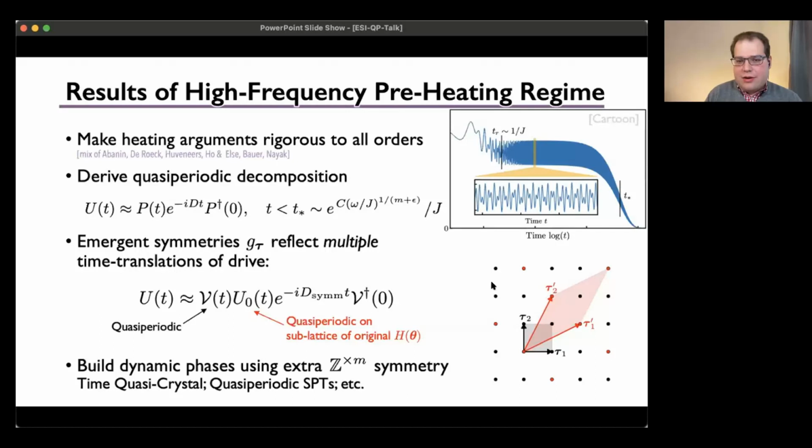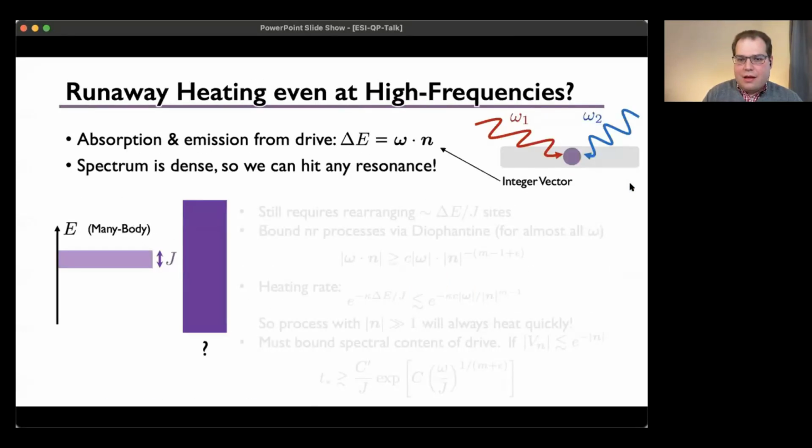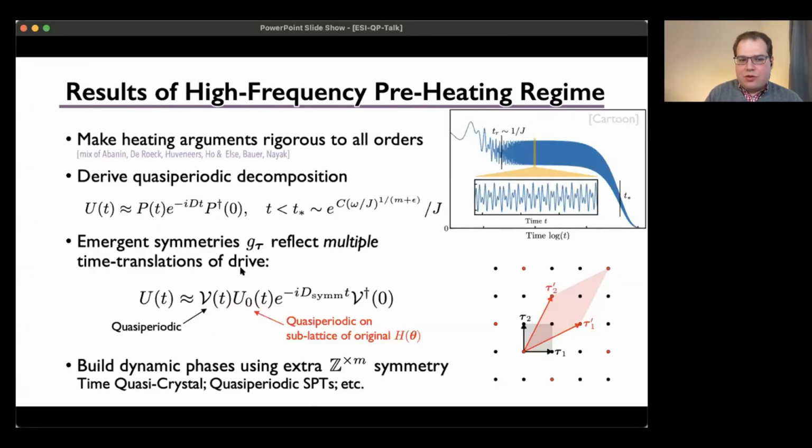So I've sketched this here. If you imagine our original quasi-periodic Hamiltonian as being derived from this square lattice, where the black box is the little red square I drew up here, then we can get an effective time evolution with an operator which is quasi-periodic on a different sublattice, say this rectangle, this rhomboid sublattice.